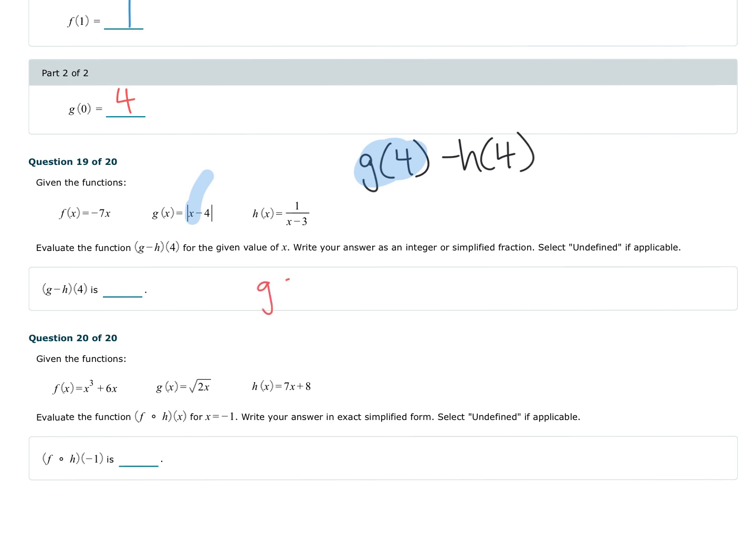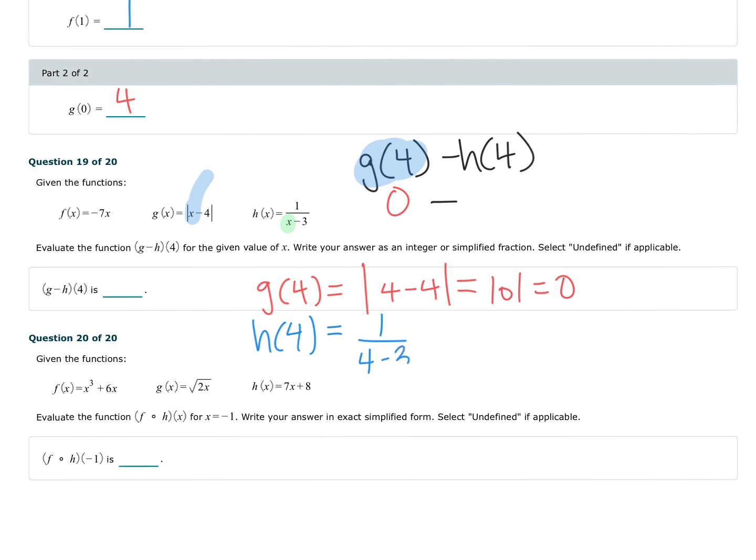Okay, so g at 4 is equal to the absolute value of 4 minus 4. Well, 4 minus 4 is 0, and the absolute value of 0 is 0. Okay, so this result is 0 minus, and now I need to find h at 4. So to find h at 4, I'm simply going to take 4 and plug it in right there. Let me do this with green. Okay, so that's going to be 1 over 4 minus 3. Well, 4 minus 3 is just 1. 1 over 1 is 1. So I end up with 0 minus 1, which is equal to negative 1.